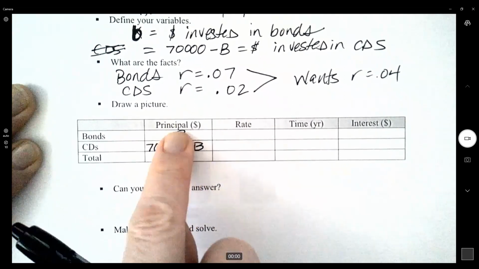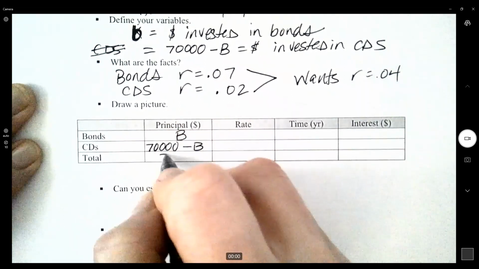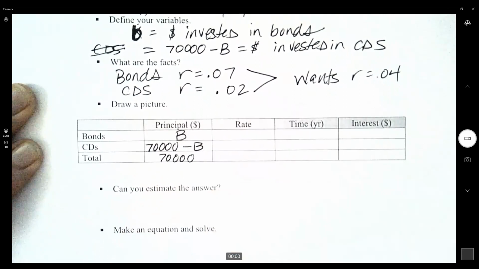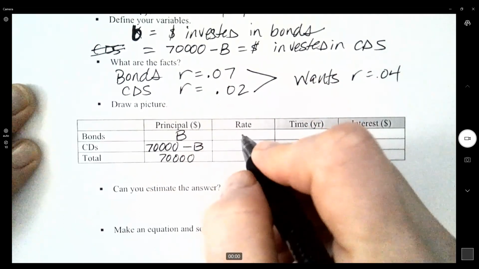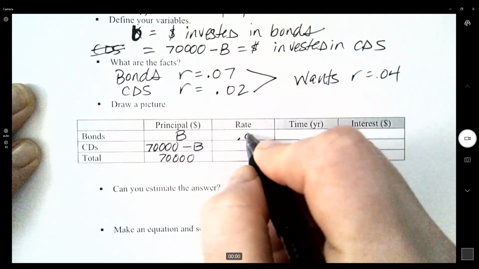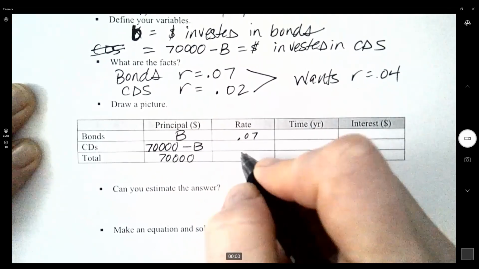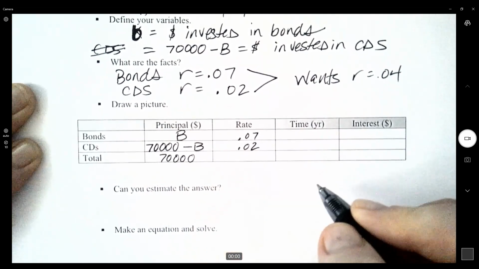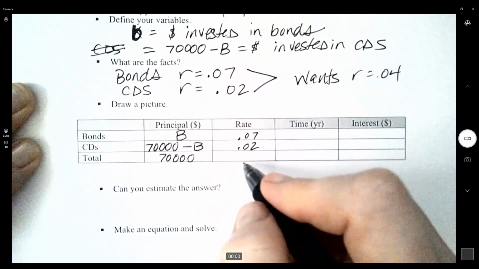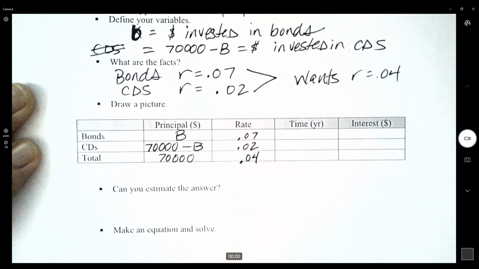And obviously, when I add these two items up, that makes the $70,000 in total that Candy has to put into her accounts. Now, the rate of return for bonds is 7%, and for CDs is only 2%. But I know when I add those up, I want to make sure I get 4%.